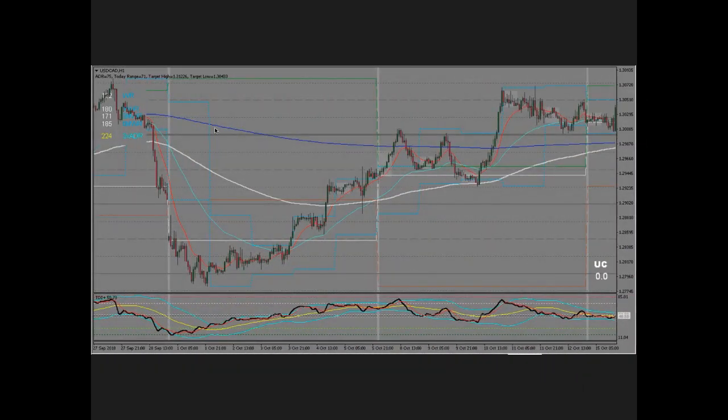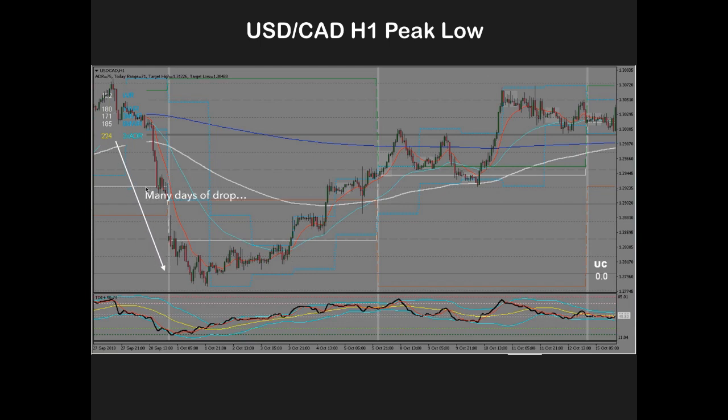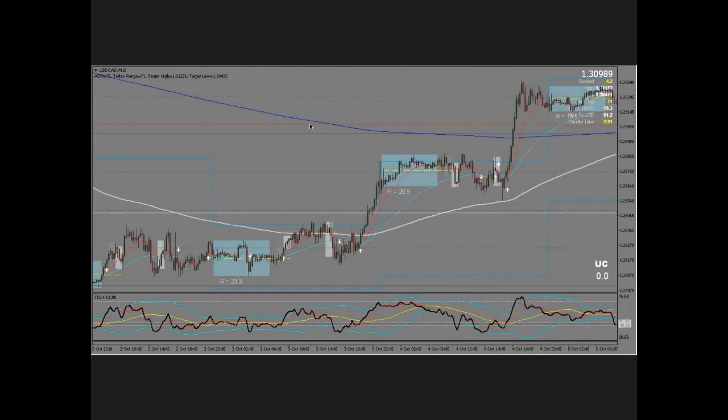So this is UCAD, all right? On the H1 chart, all right, we had a peak low down here, okay? So a nice big move, many days of drop, okay, down to this peak low, all right? And this forms a multi-day W pattern, okay, down here at the low. All right, zooming into the M15, we're going to look at the safety trade and see how that plays out.